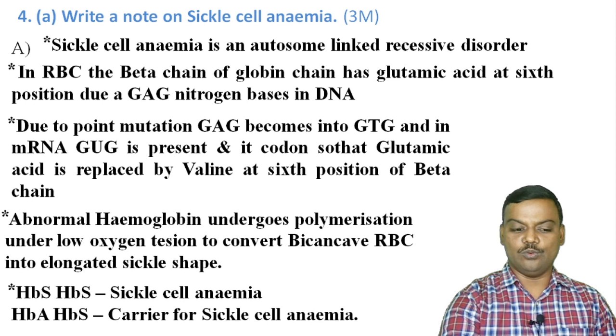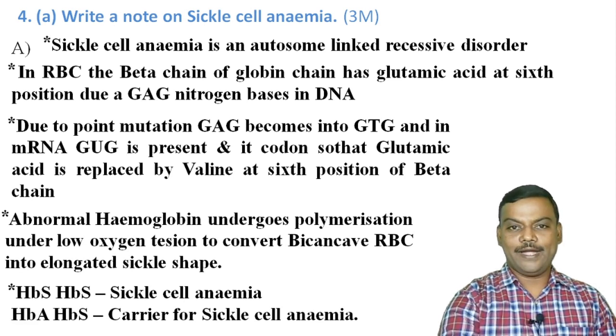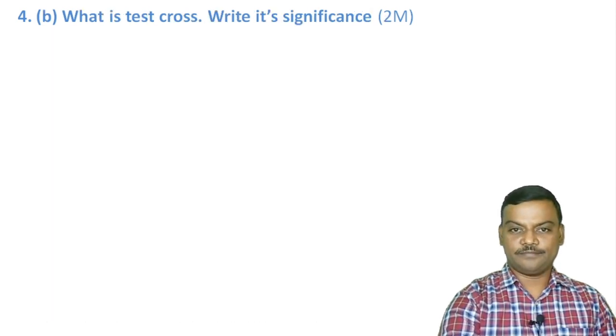HbA, HbS, it becomes a carrier for sickle cell anemia. So these are the valid points for sickle cell anemia. If the question is asked for 3 marks, then you will get 3 marks. And the next question is question B.